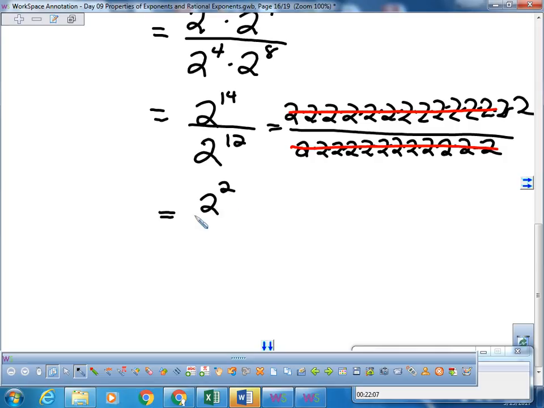2 to the 2 over 1, which is just 4. Right.